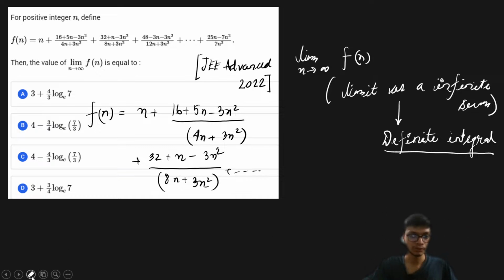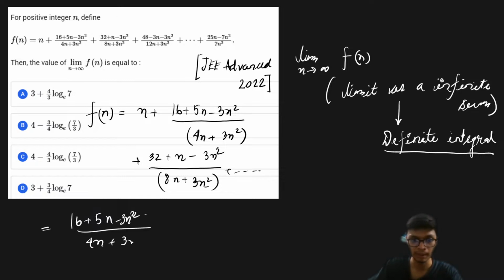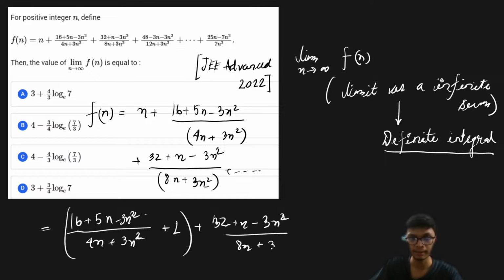If you look at the first term, it is n. What I am going to do is split this n as a summation of 1 plus 1 plus 1 and so on up to n times, a sum of n ones. Why I am doing this, you will get. I am going to take 16 plus 5n minus 3n square divided by 4n plus 3n square, plus 1, and consider this one term. Then the next term is 32 plus n minus 3n square divided by 8n plus 3n square, plus 1, and so on. We will go on doing it.